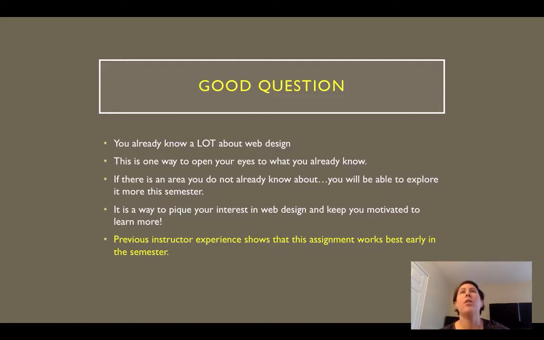I say a lot that instructional design is kind of at the intersection of a lot of different fields: graphic design, web design, user experience design, a little bit of coding, a little bit of everything. The evaluation project is one way to open your eyes to what you already know. We talked about graphic design very minorly in 520. We're going to continue talking about design aesthetics next week.